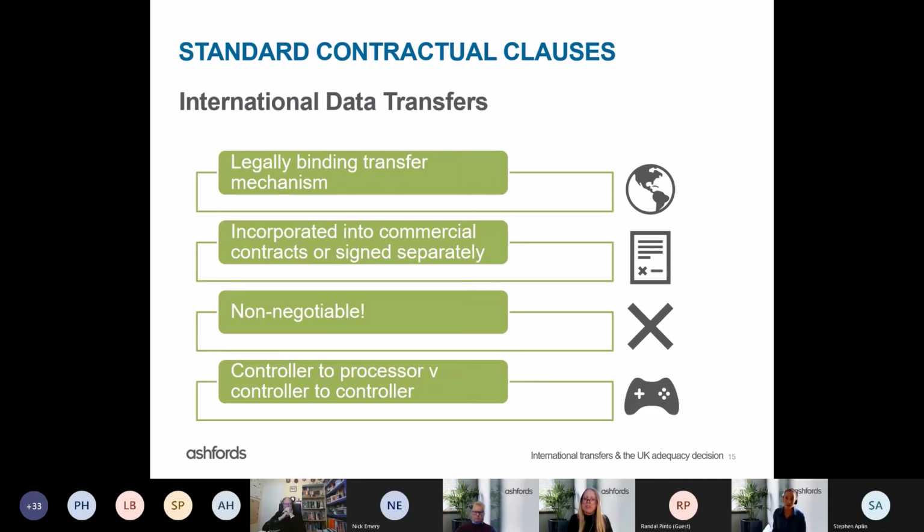It's been widely scrutinised and widely recognised by the European Commission that the current SCCs do not reflect the complexity of processing chains in this day and age, particularly where you've got multiple parties and particularly where you've got multiple sub-processors involved in the processing chains.